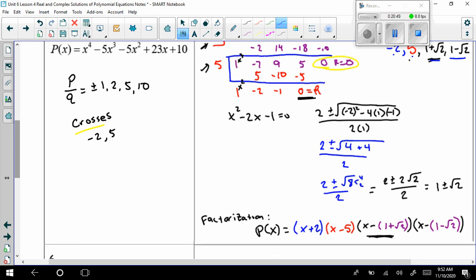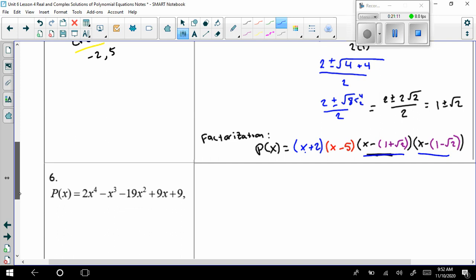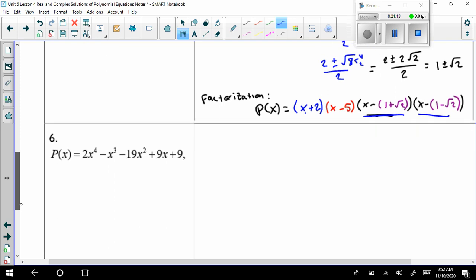All right, so writing that in a factorization, I have x plus 2. Remember, the signs change. Then x minus 5, and then x minus 1 plus root 2, and x minus 1 minus root 2. We're going to look at a better way to express these in just a moment. So we write them in what's called standard form.